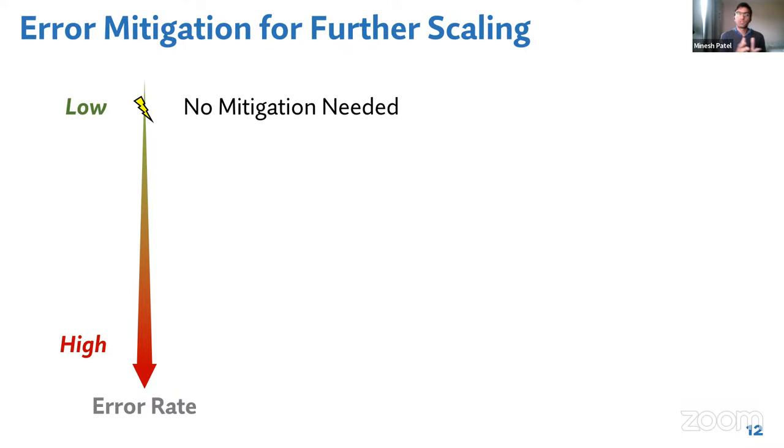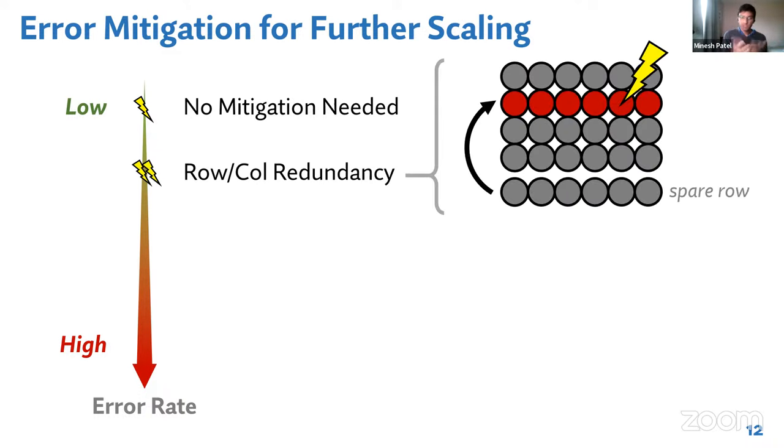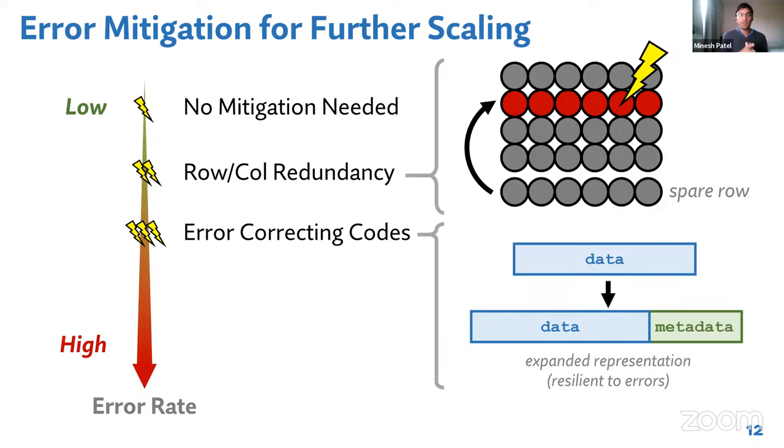So let's take a look at some of the ways that DRAM manufacturers might mitigate these errors as they scale down chips. Here I'm showing a scale of errors, in particular error rates from low to high. At low error rates, typically no error mitigation is needed, and this is what we saw in very, very old DRAM chips. As error rates continue to grow, DRAM manufacturers begin to incorporate redundancy-based mechanisms. An example here is row and column redundancy, where any rows or columns that are observed to be susceptible to errors are replaced at manufacturing time by spare rows that are put into the DRAM chip exactly for this purpose. At even higher error rates, manufacturers begin incorporating things like error correcting codes, which expand the representation of data that we store to the DRAM chip to include metadata that can be used to recover the original data that was stored. This expanded representation is tolerant to some of these errors.